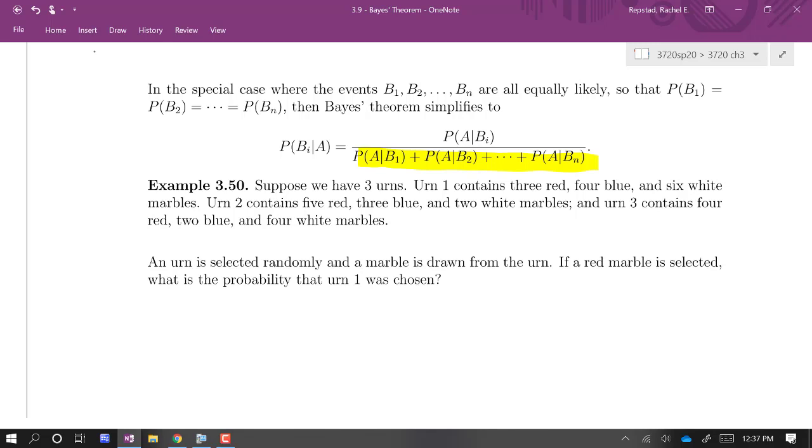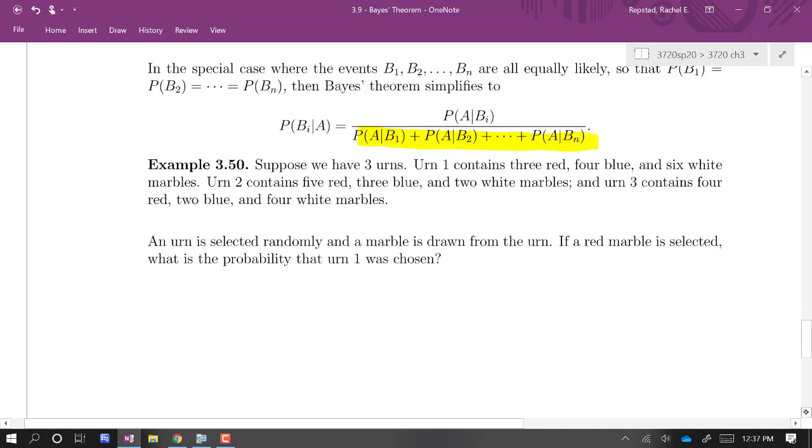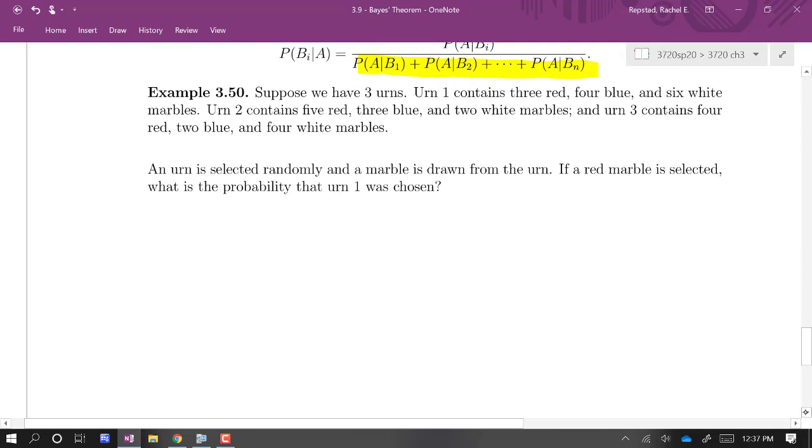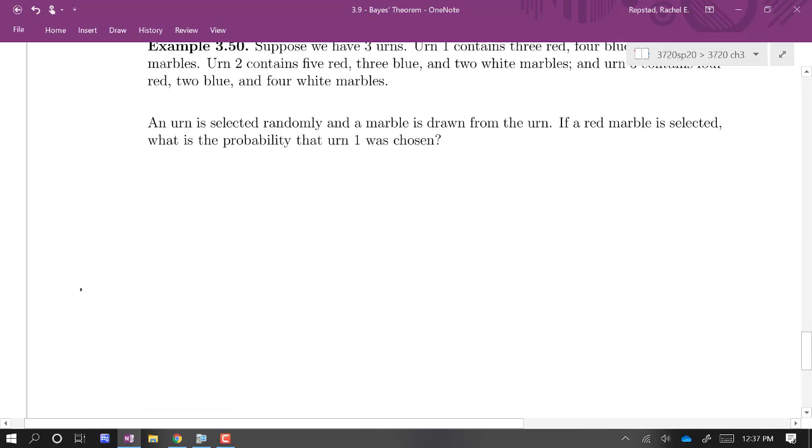So what we do in this experiment is first we select an urn, and then we draw a marble out of it. We're randomly selecting an urn, so in the beginning these are all equally likely. I'm either going to take urn 1, or pick urn 2, or I'll pick urn 3.